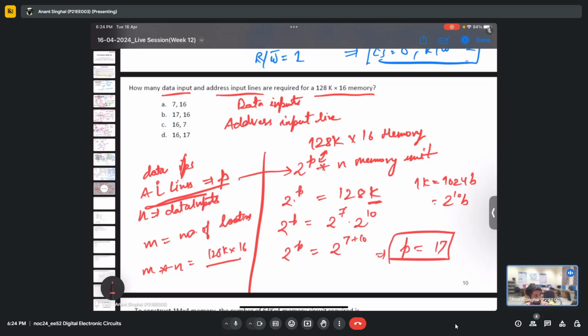And again, it is given that this m cross n is 128 cross 16. So what we'll do now, we need to find the number of data inputs, which is nothing but n. So we'll calculate the n here. So this is again 128K cross n, which is equivalent to 128K cross 16. So that will clearly make this n as 16. So this is the data input lines, which is 16, and this is the address input lines, which is 17. So the correct answer will be option D.